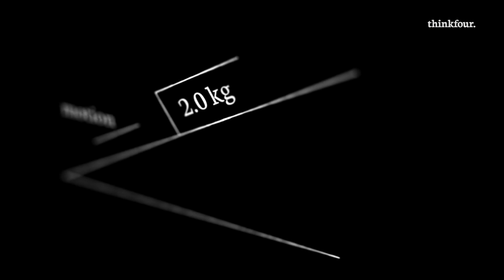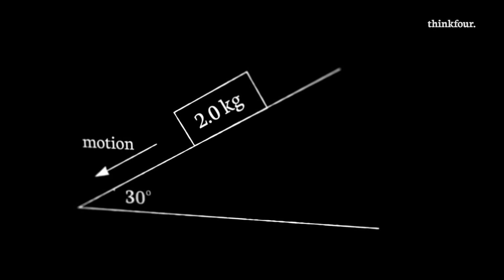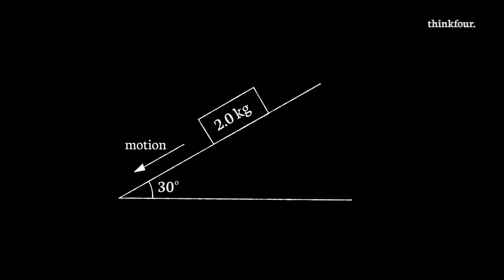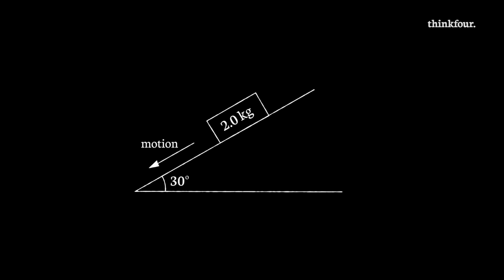Let's look at a quick example. A block of wood slides with a constant velocity down a slope. The slope makes an angle of 30 degrees with the horizontal, and the mass of the block is 2 kilograms. We are asked to calculate the force of friction on the block.